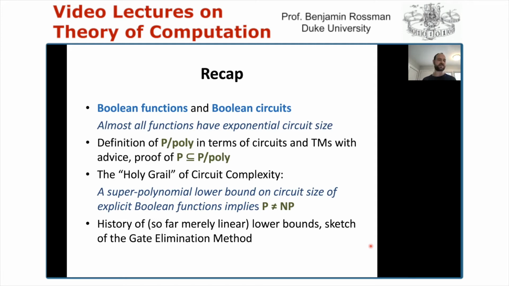And we discussed the holy grail of circuit complexity, which is to prove a super polynomial lower bound on the circuit size of explicit Boolean functions. And this would imply P not equal to NP. And we had a look at the history of lower bounds known to date, so far merely linear, and we gave a sketch of a gate elimination method which can be used to prove some of these lower bounds.